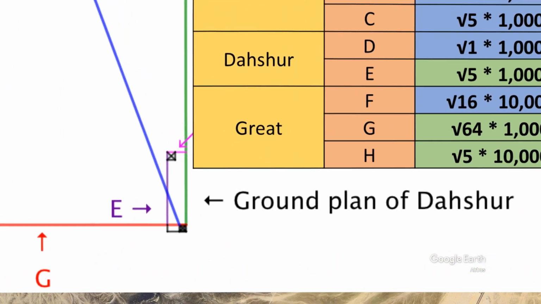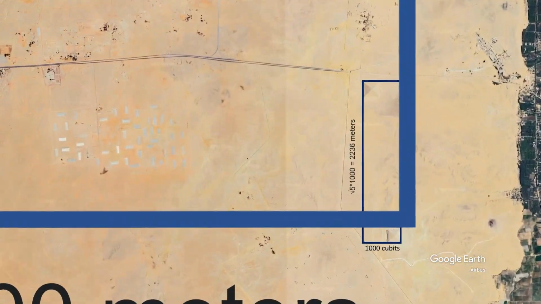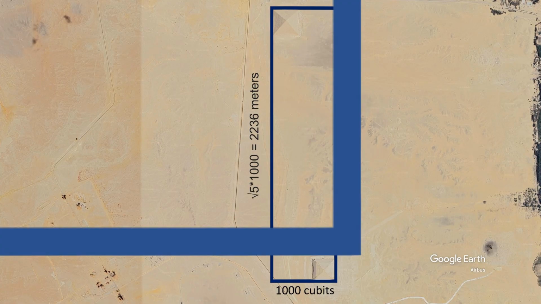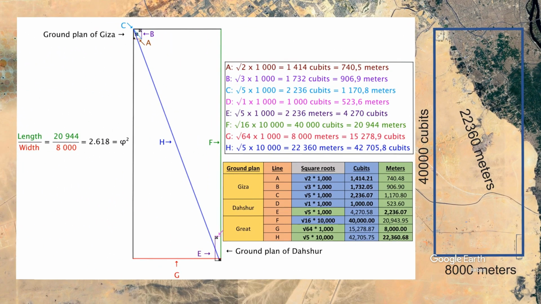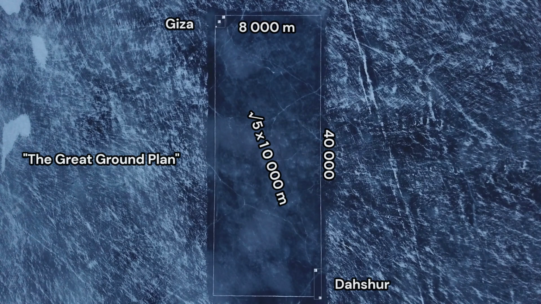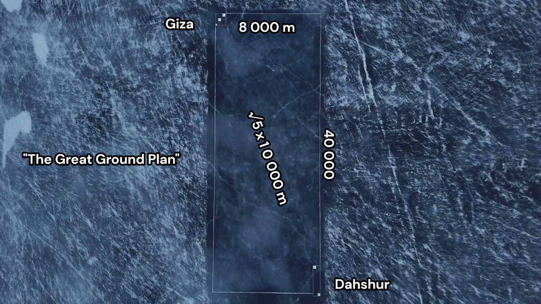Here is the Dashur ground plan, consisting of 2 true pyramids. This plan expresses the numbers 1 and square root of 5. And here is the Great Ground Plan, which encompasses all 5 true pyramids. The Great Ground Plan manifests the values of 40,000, 8,000 and square root of 5.